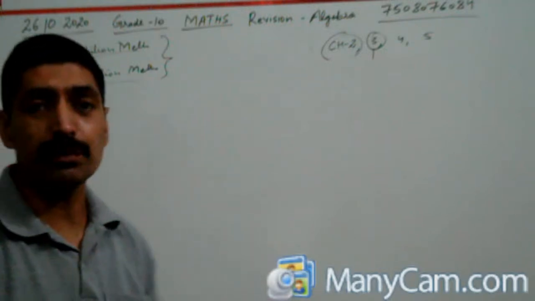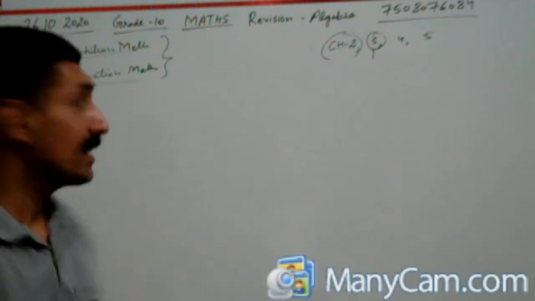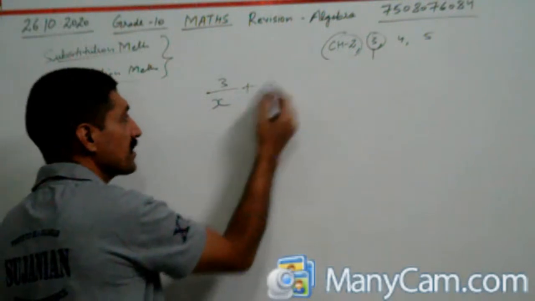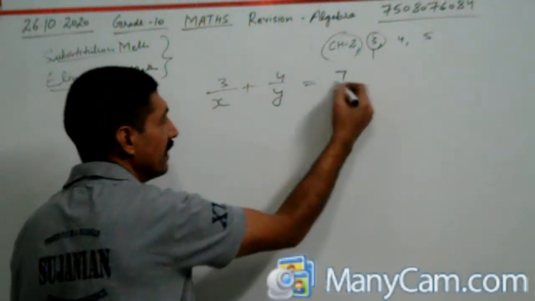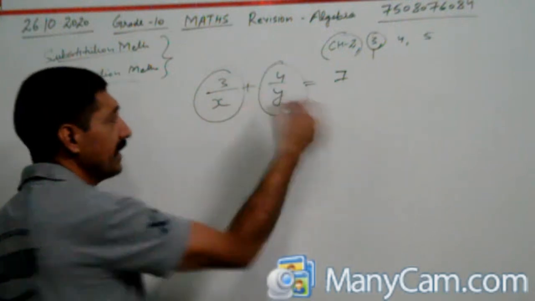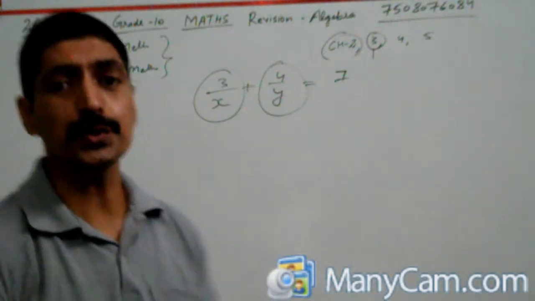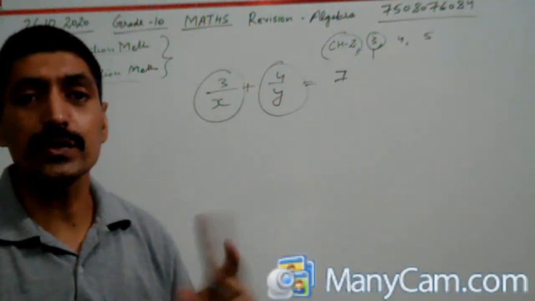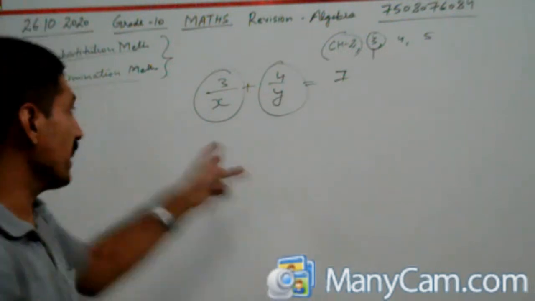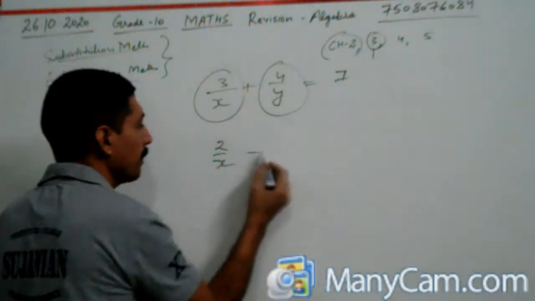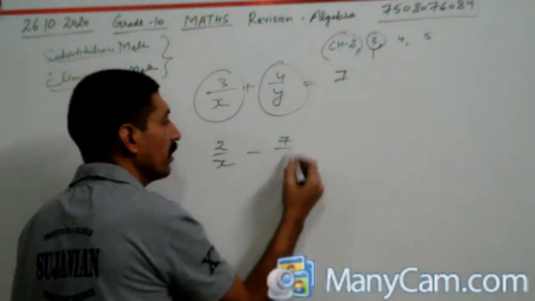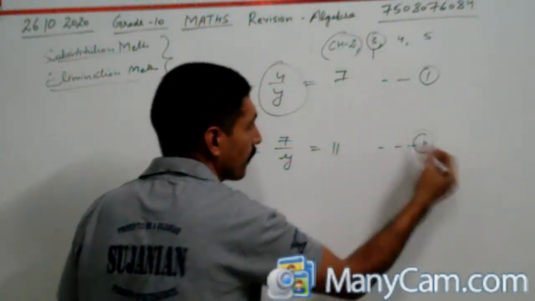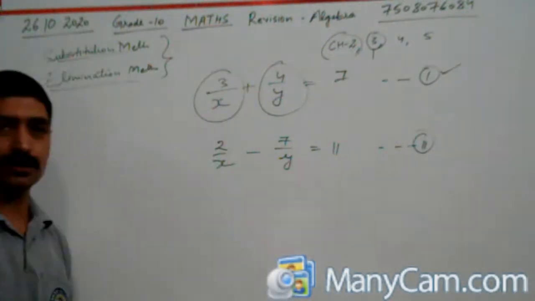The pair of linear equations may not be in standard form, like when we have equations like 3/x + 4/y = 7. In this case, these are not linear equations. We have to reduce them. So the concept is equations reducible to a pair of linear equations. Suppose we have an equation like 2/x - 7/y = 11. Now this is equation number 1 and this is equation number 2.